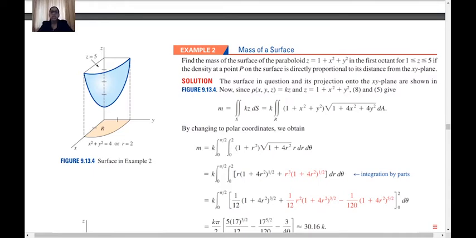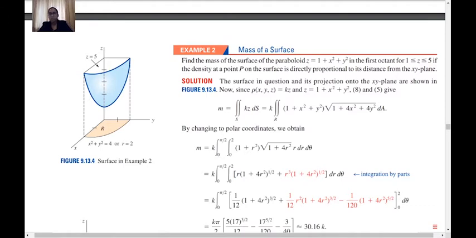So how are we going to evaluate the mass? Mass is given by the double integral over S of density into dS. And what is dS? dS is the differential of surface area, and it is root of 1 plus fx square plus fy square into dA. So here we have to identify two terms: one is the density, rho, and the other is f. The function f is clearly given: z is equal to f of x, y, is equal to 1 plus x square plus y square.